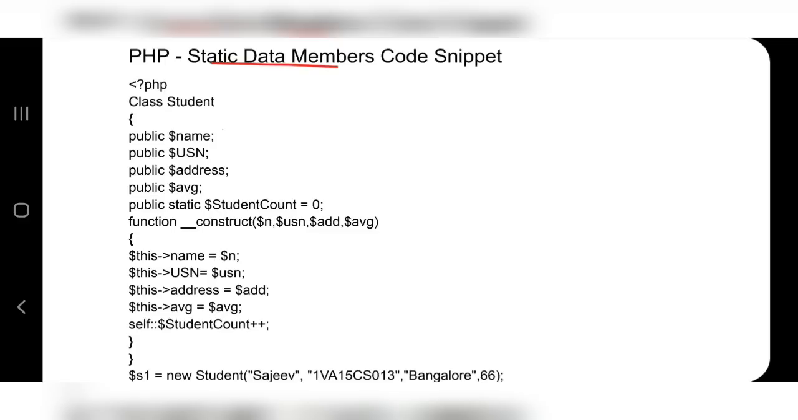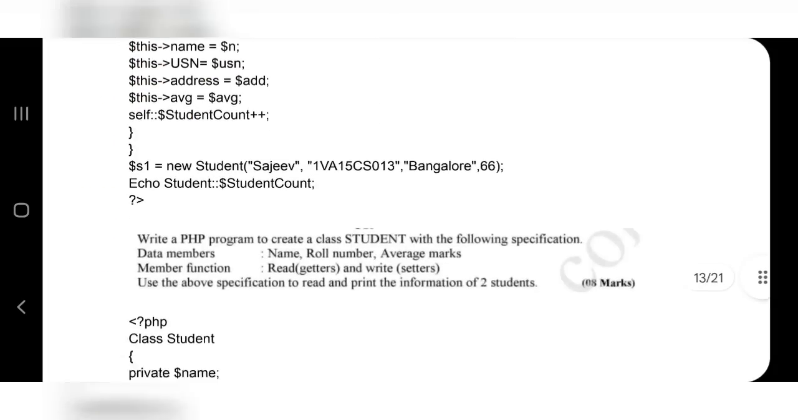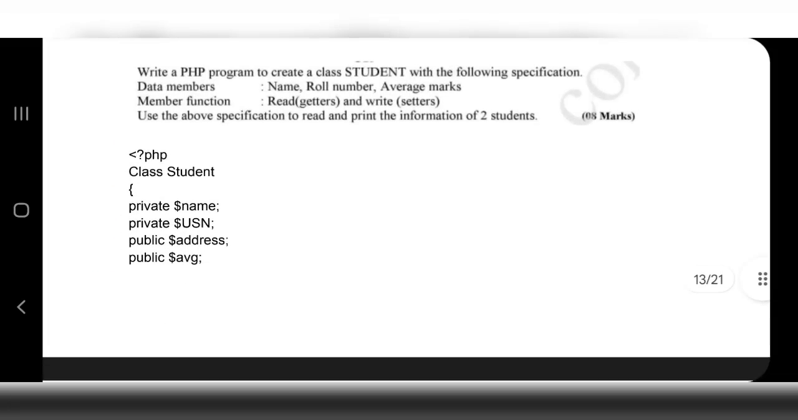Static data members, if they give, you have tried this one. You'll use a static as well, count, and for that you'll write self here. The main thing is you'll write this static here and the self here. That's a very important concept. Okay, then here's a program from the previous question paper.